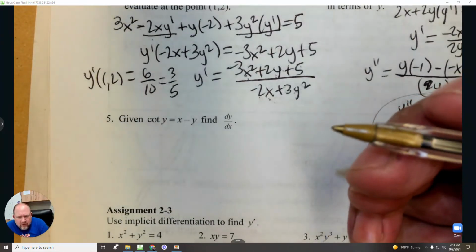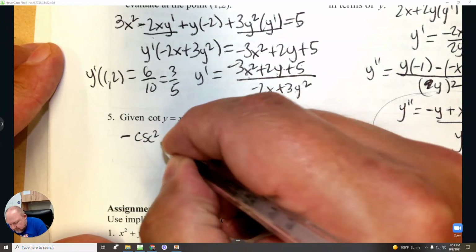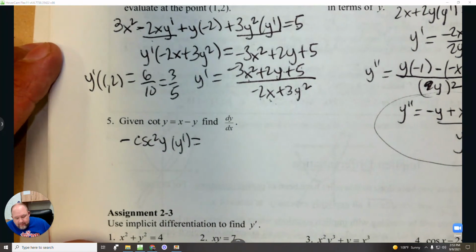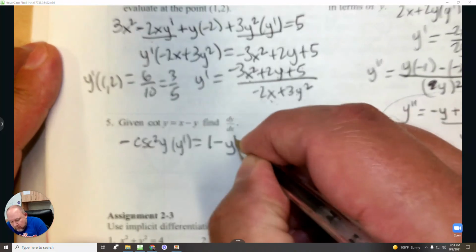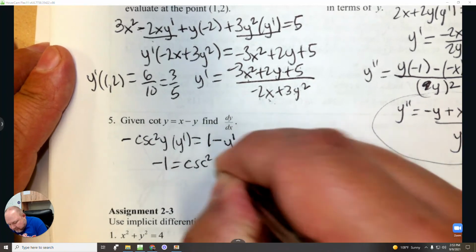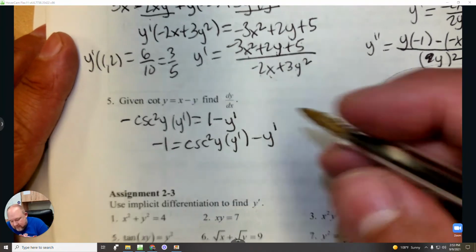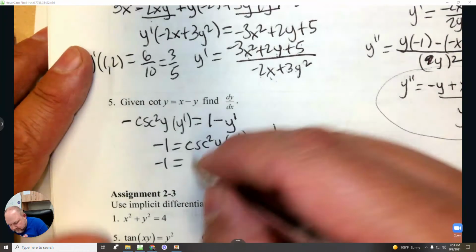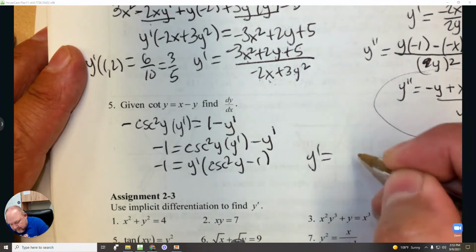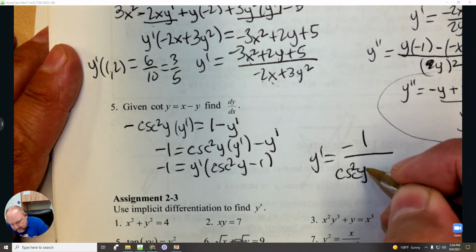Derivative. What's the derivative of cotangent? It's negative. What else? Cosecant squared. And then don't forget the y prime. The derivative of x and the derivative of y. So I'm going to subtract 1 and add cosecant squared y prime here. I'm going to factor. And then the last step here, I'm going to divide. Cosecant squared y minus 1.